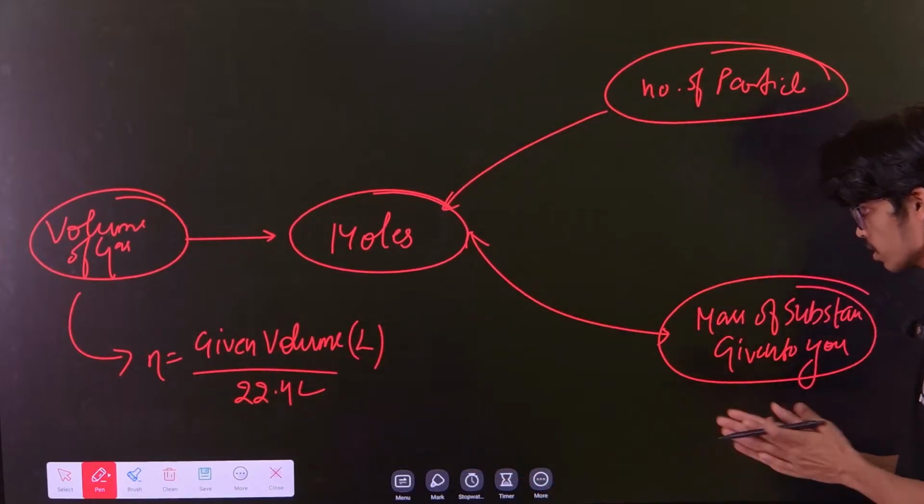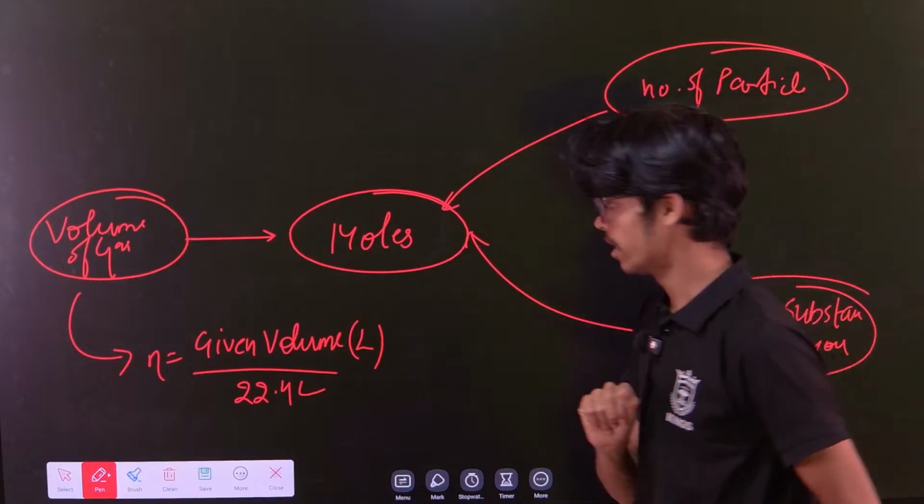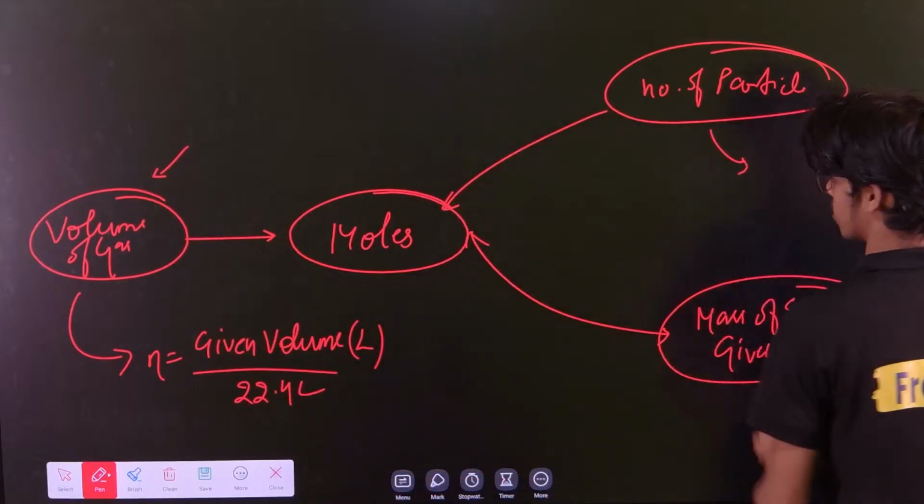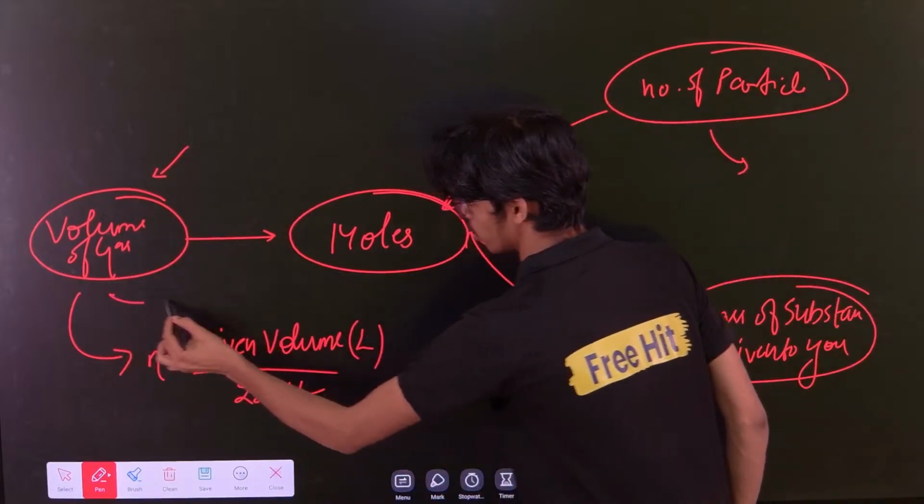Got it? Now see how they will be forming questions. They will tell you the volume of a substance and ask you the number of particles in it. So you first find the volume of gas.